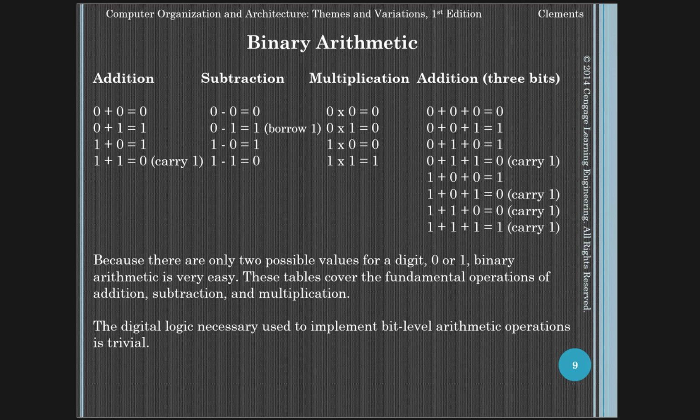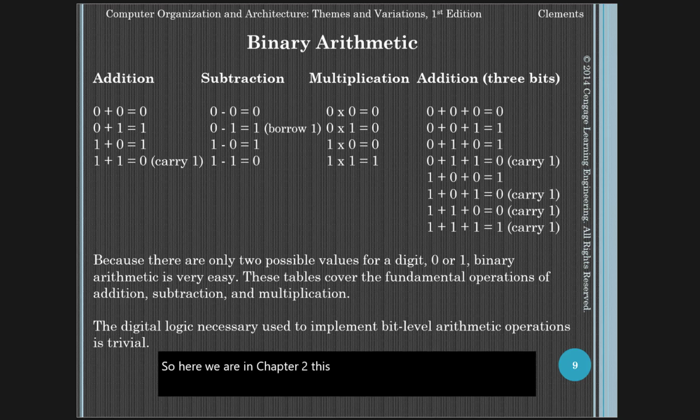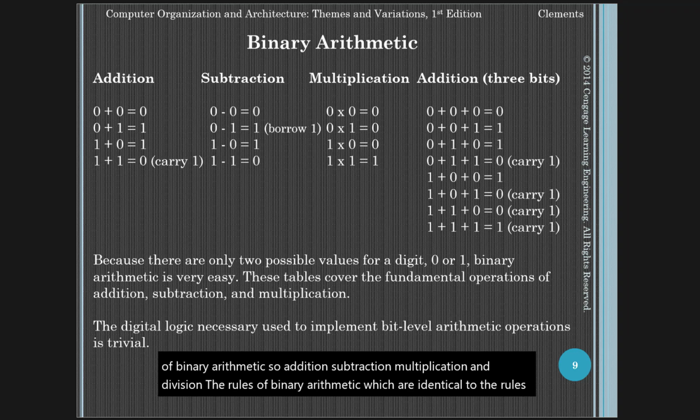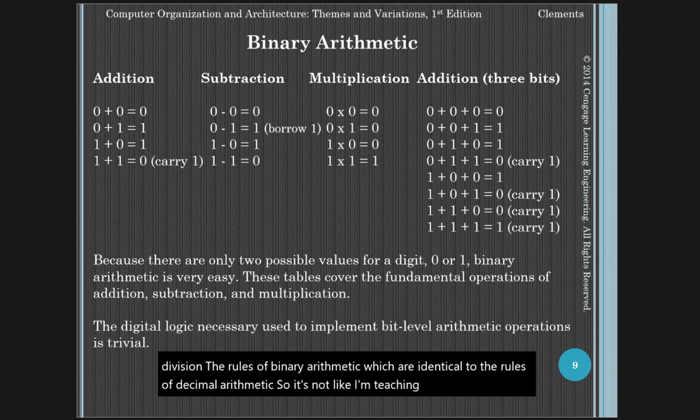So here we are in chapter 2. This is our second part, beginning to talk about binary arithmetic. In this section, we're going to look at the basic integer operations of binary arithmetic: addition, subtraction, multiplication, and division. The rules of binary arithmetic are identical to the rules of decimal arithmetic, so it's not like I'm teaching you any kind of new math.